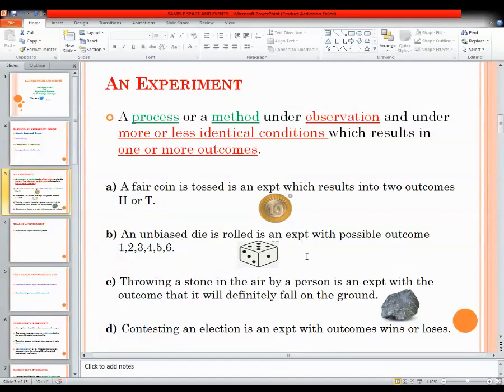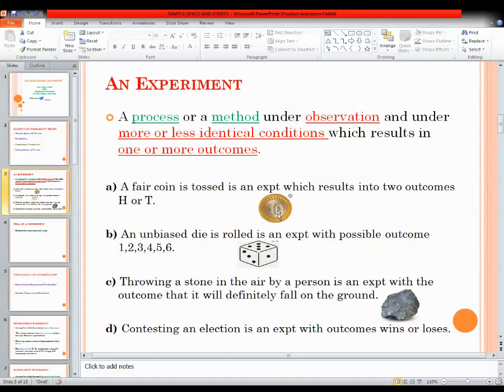So if you throw this die, this is a method. This is a method like this coin method. So what is this process? Process of a coin: first, you have to take a coin. That means start with selection of a coin. The first stage is to select a coin.